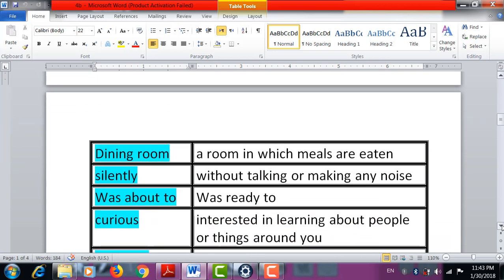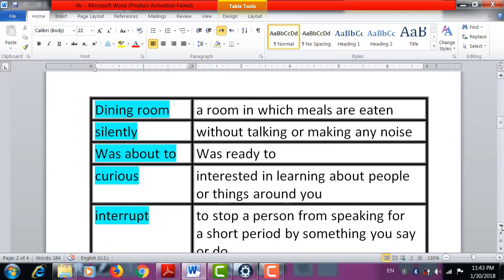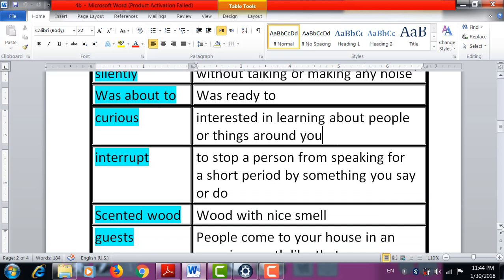The dining room means the place where you eat, where you have your meals, in your house. Silently means without making any noise, without talking. Was about to means was ready to. Curious means interested in learning about people or things around you, accepting knowledge, right? Interrupt means to stop someone from speaking for a short time by telling him or saying something.